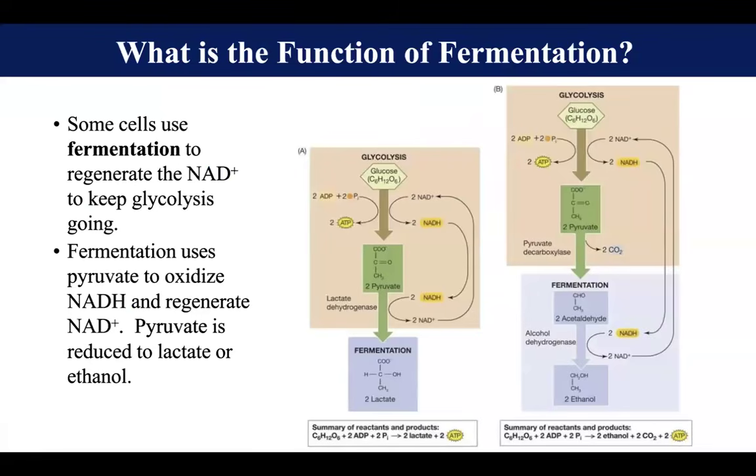Why do some cells use fermentation? Some cells use fermentation because they don't have oxygen and they need to regenerate the NAD plus molecules to help keep glycolysis going. Fermentation uses pyruvate to oxidize NADH and regenerate NAD plus. And then that pyruvate is reduced to lactate or ethanol.